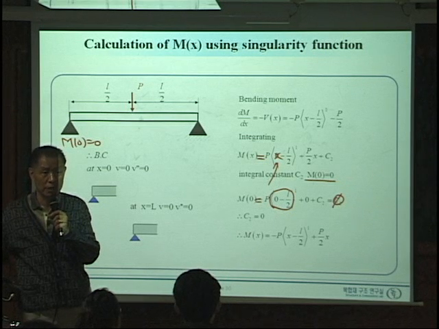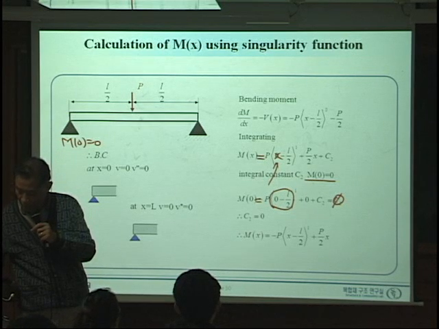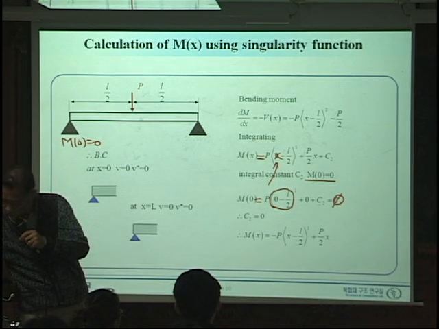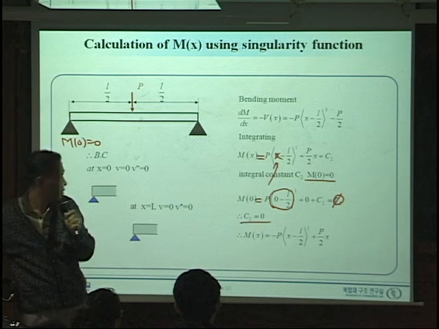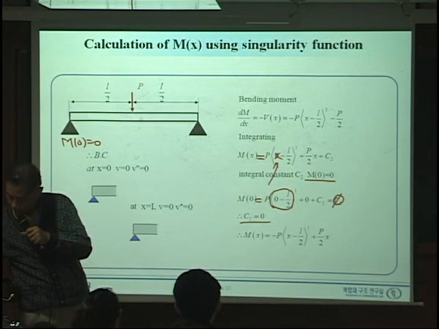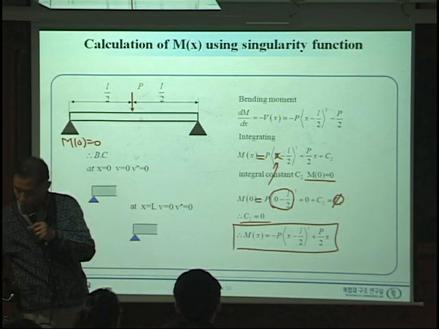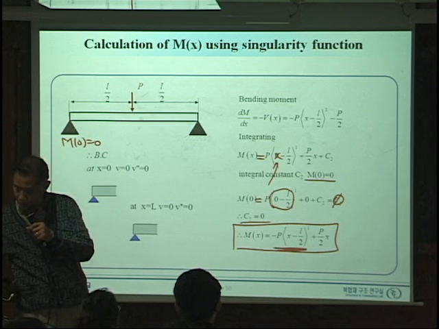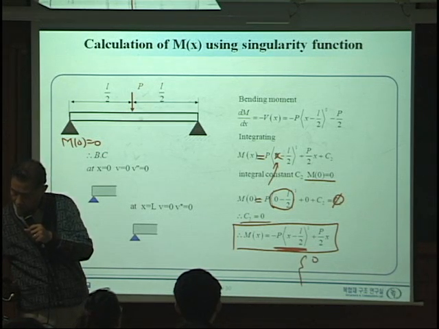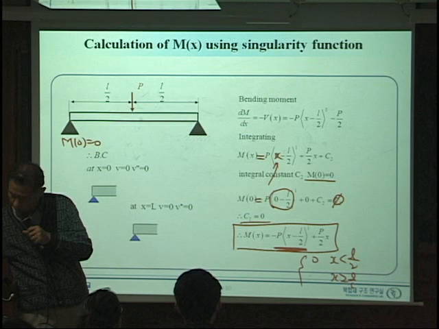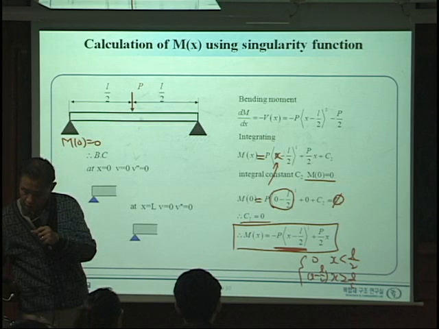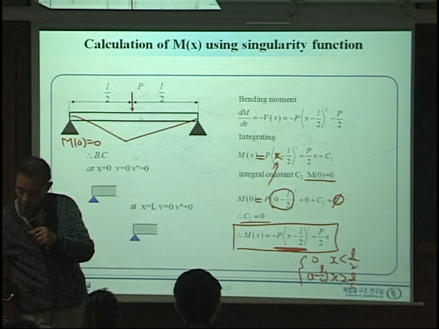This will be simply 0, right? Because this term is negative, and by definition, the negative of this one will be 0. So 0 plus C2 should be 0. So C2 equals simply 0. Now you got this one. And once you have this one, using this definition, what does this mean? This means that, again, it is 0 for x less than L over 2, and for x greater than L over 2, this is simply x minus L over 2, right? Using this definition, you can draw a moment diagram like that.